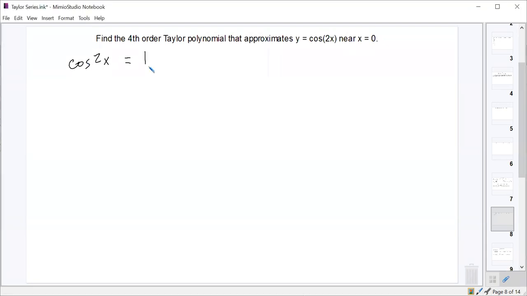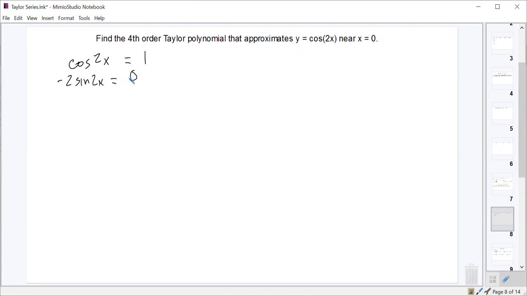And so what should the cosine of 0 be? It should be 1, right? And if we take the derivative of cosine of 2x, what do we get? Should get negative 2 sine 2x. That's our first derivative. And what does that give us? When we plug in 0, it should be 0.